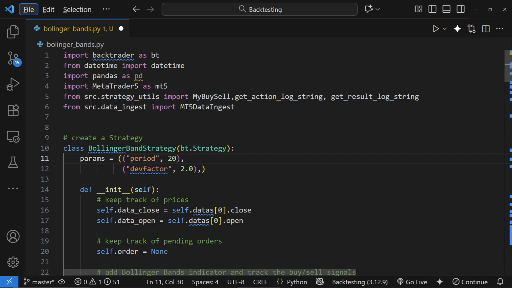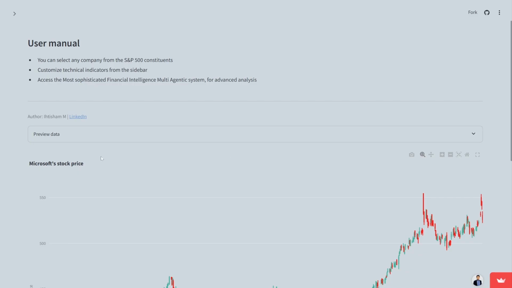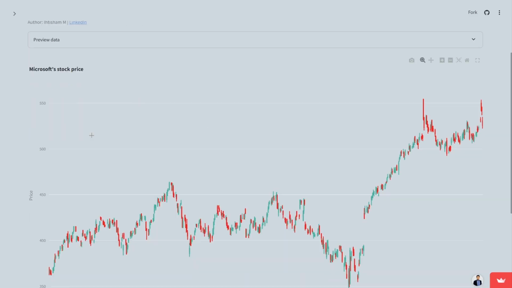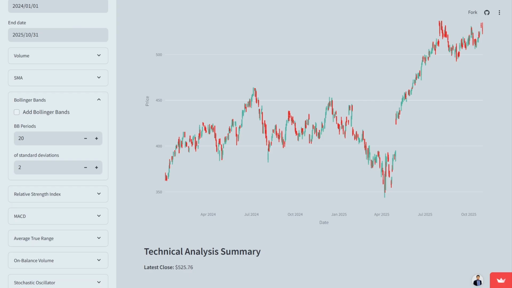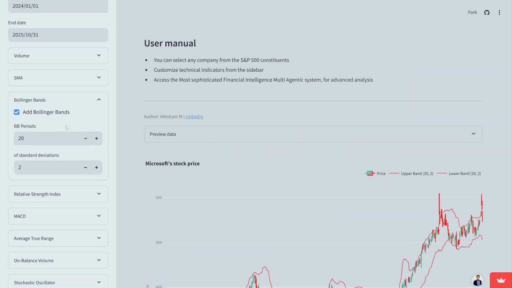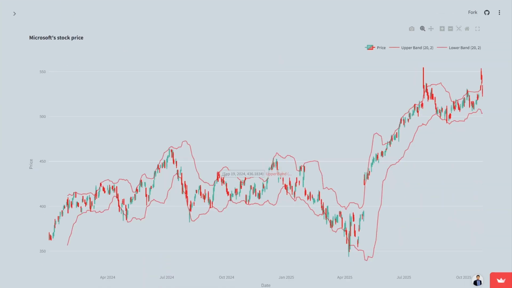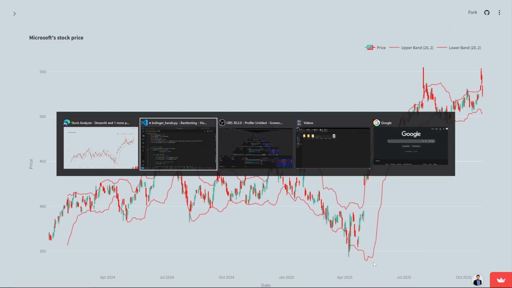Okay, so let me explain to you visually how this strategy will work. So I have this stock data, Microsoft stock data right here, and if I want to add a Bollinger Band, all right, we can see that there are two bands, the upper band and the lower band, and we see that when there is a huge volatility, the bands start to expand, and when the stock price moves above this upper band, it means it's overbought and I need to sell the stocks. All right, and if the price falls below the lower band, it means it's oversold and I need to buy the stocks. Okay, so it's a very simple strategy.